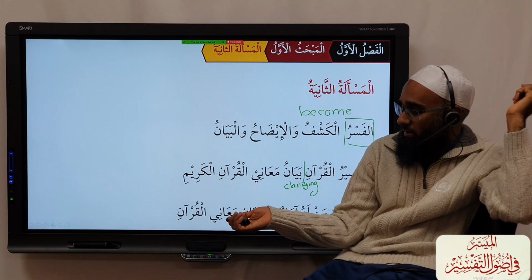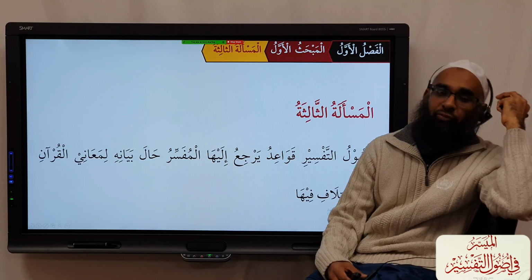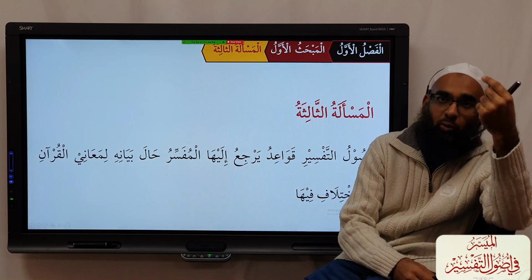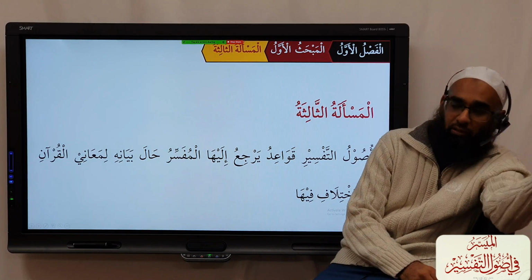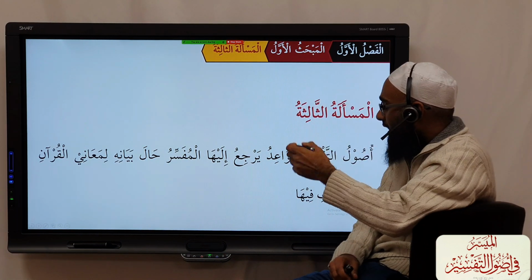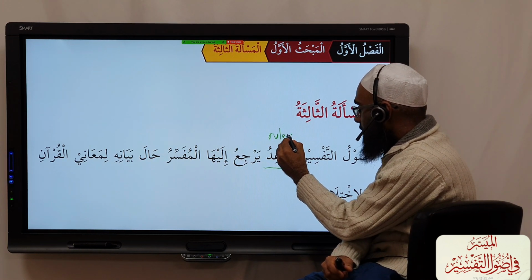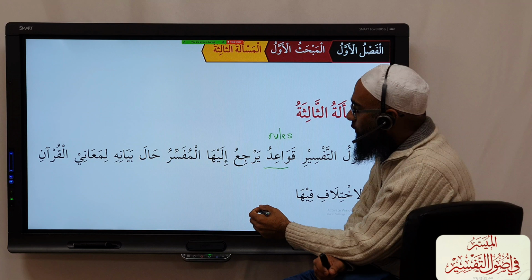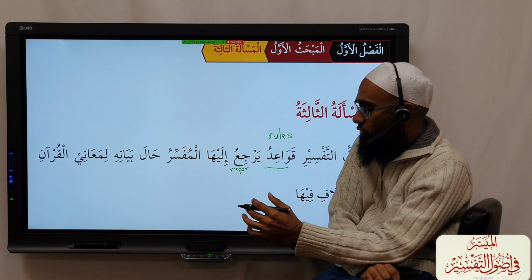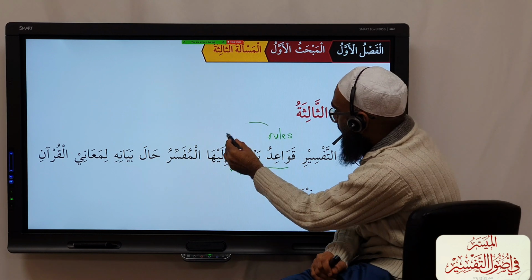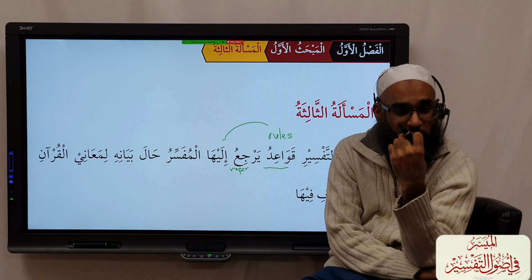The next thing we're going to discuss is the third mas'ala, usool tafsir. So now we know what tafsir is, we know what usools, principles, are. How would we define usool tafsir? So we say here, usool tafsir are qawaid, certain rules, yarja'u ilayha, to which a mufassir will refer back, whether consciously or subconsciously.